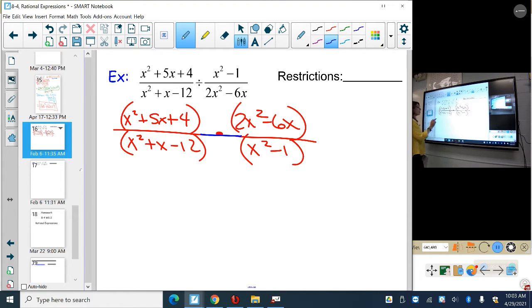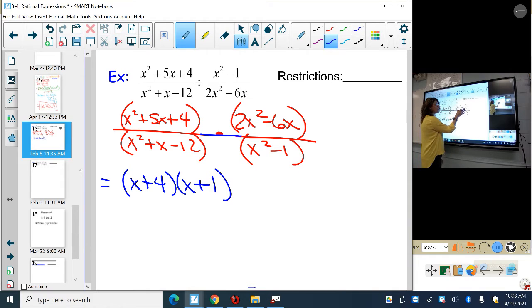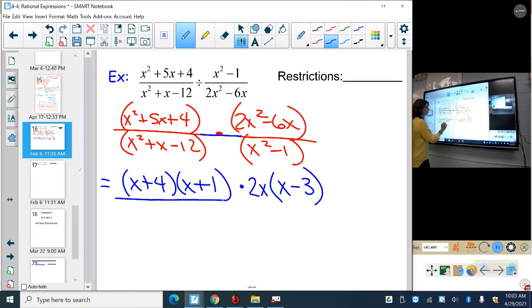Okay? So now we are going to factor the numerator completely. If I factor the numerator into two binomials, factors of 4 that will add to give me 5 are going to be 1 and 4. Do I have a GCF here? The answer to that is yes. What's in common is going to be a 2x in both of those terms. So if I pull a 2x out of 2x squared, I'm left with an x. If I pull a 2x out of the 6x, I'm going to be left with a minus 3. All over.